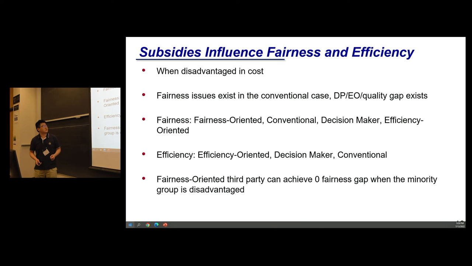So the fairness issues exist in the conventional case. And we show that the fairness issues can actually be worsened by the subsidy mechanisms if it's implemented by the decision maker or an efficiency-oriented third party. But a fairness-oriented third party can reduce the fairness gaps and even reduce them to zero when we know the minority group is disadvantaged.